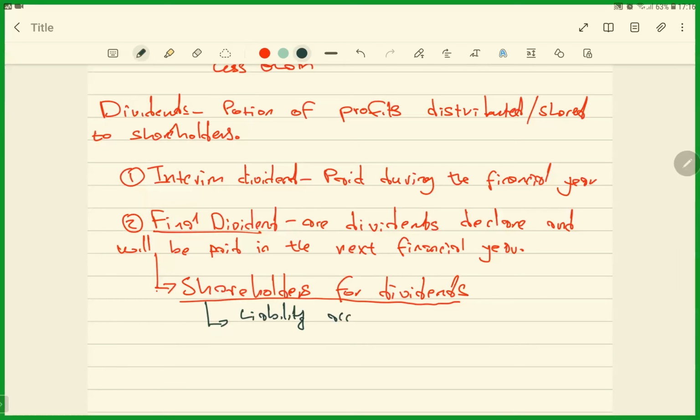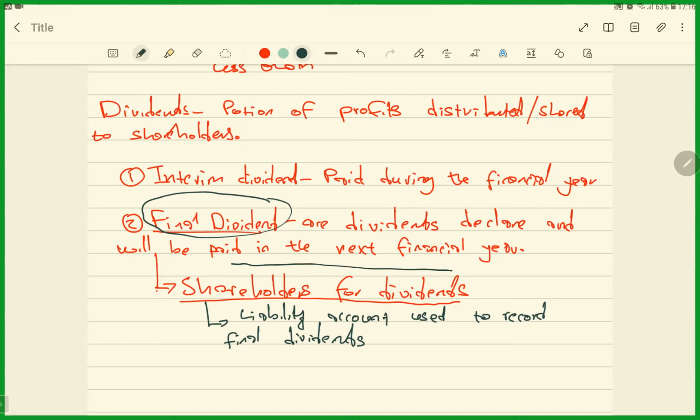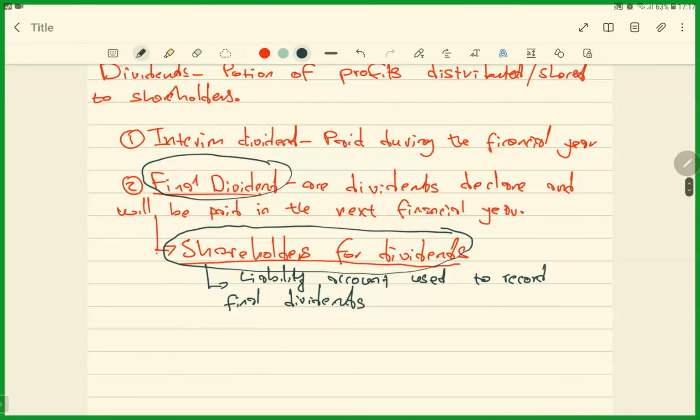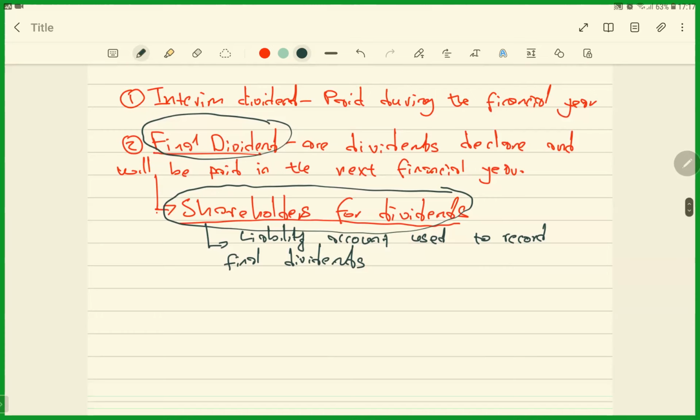So it is a liability account used to record final dividends. When you see final dividends, you have to see shareholders for dividends. This means that final dividends for this year will be the same as the shareholders for dividends balance at the end of the year. I hope it makes sense.